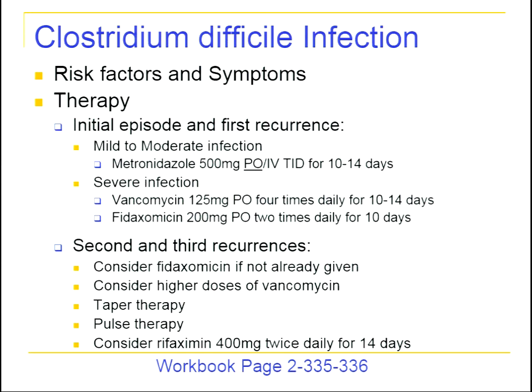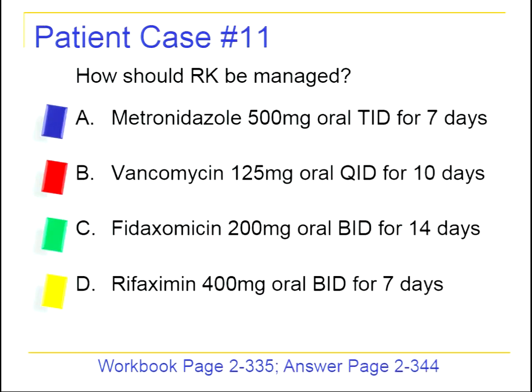But generally, people still recommend for severe C. diff to start with vancomycin. There's other things you can do for people who commonly have second or third recurrences, and those are listed in your handout as well.